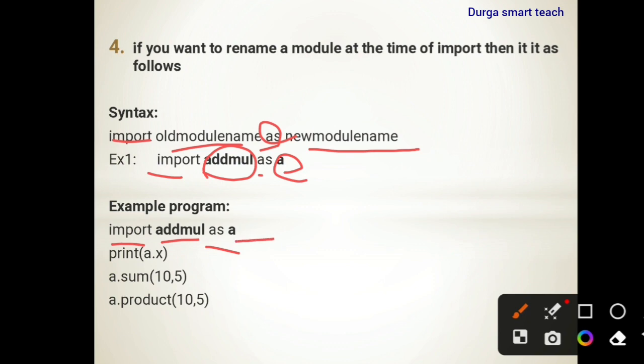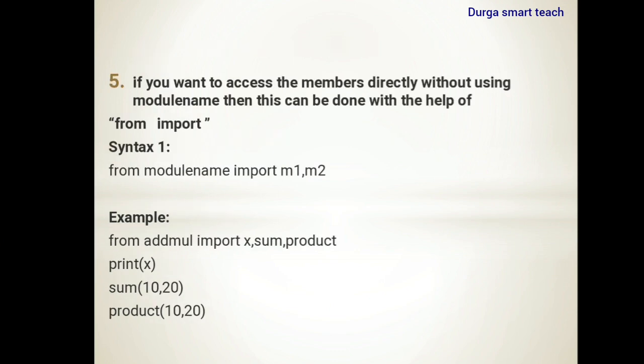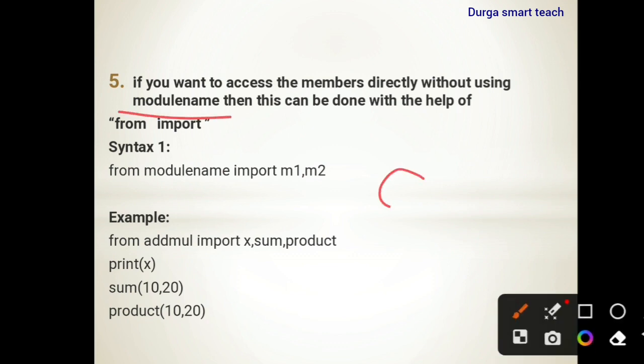So you can use print a.x and a.sum, a.product. Okay, so this is for our convenience. It will print 900, and next 15, and after that 50 will be displayed. Same output will be displayed, but we are changing the name of the module. Okay. And if you want to access the members directly without using the module name, I don't want to use addmul dot every time, so I want to access members directly without using the module name.